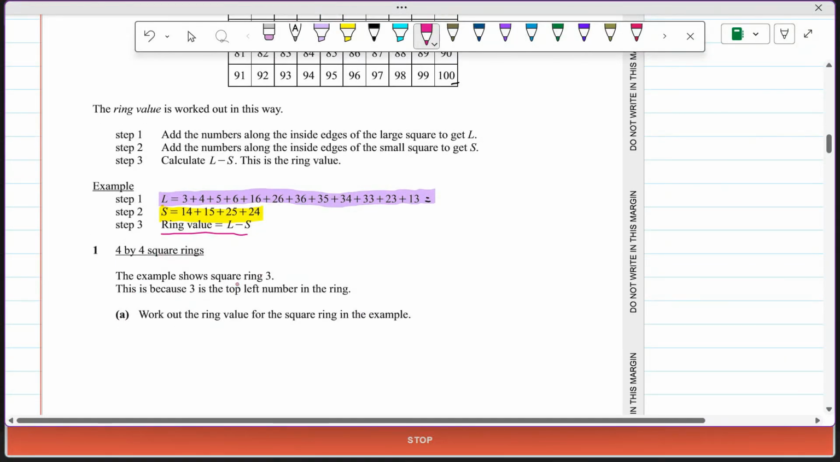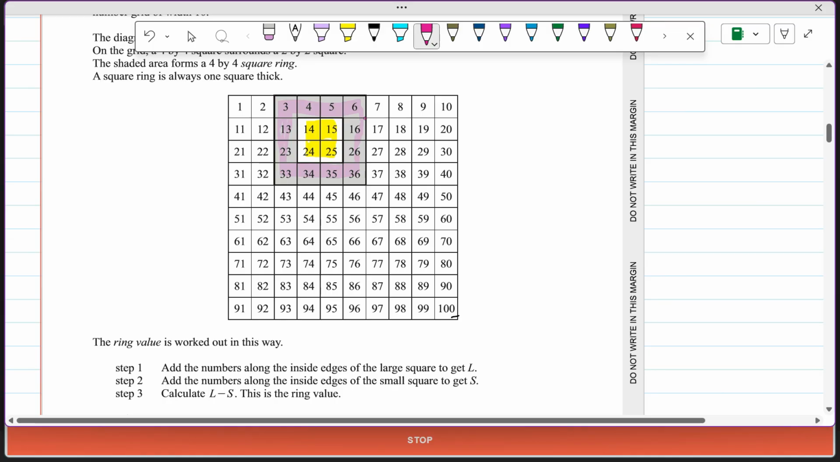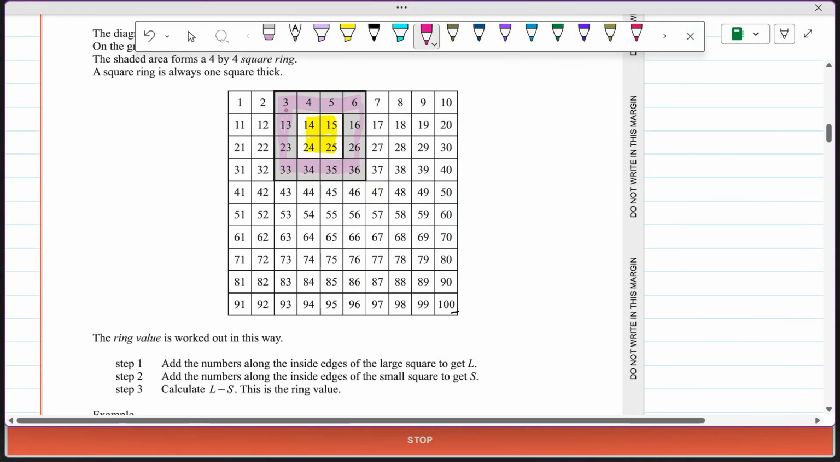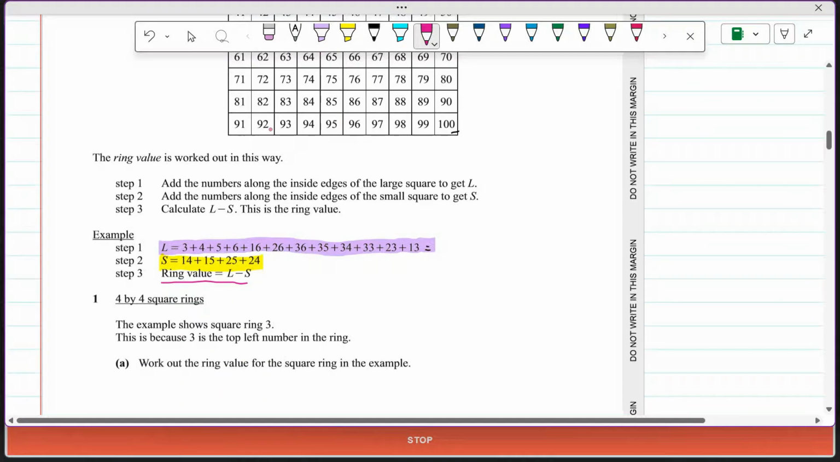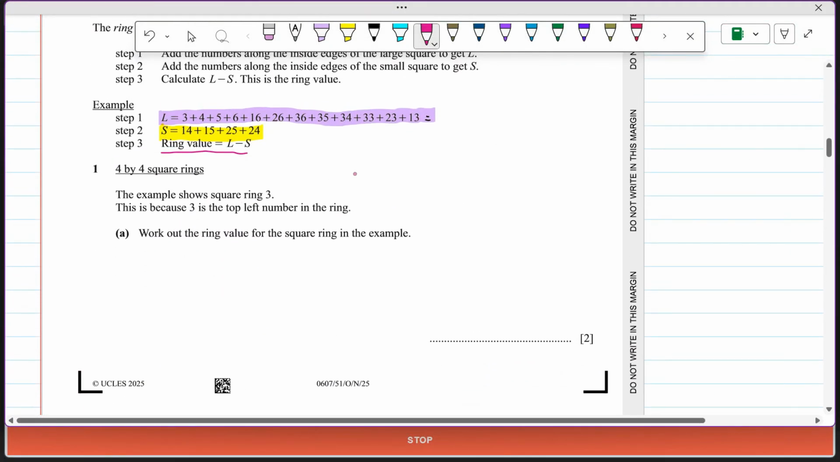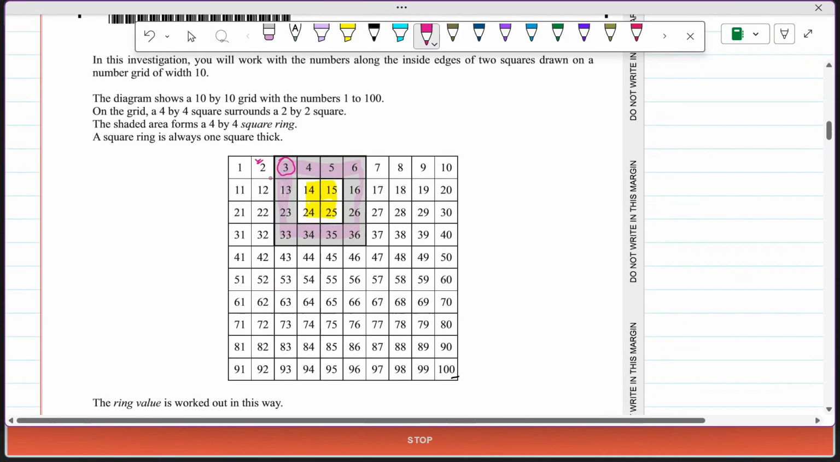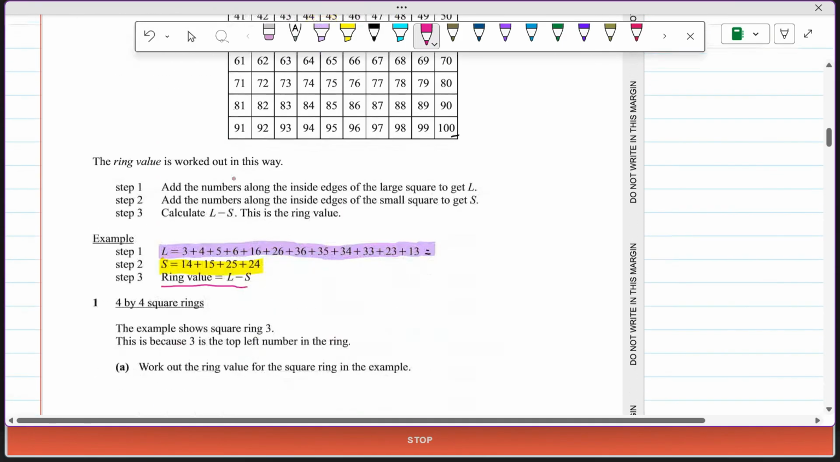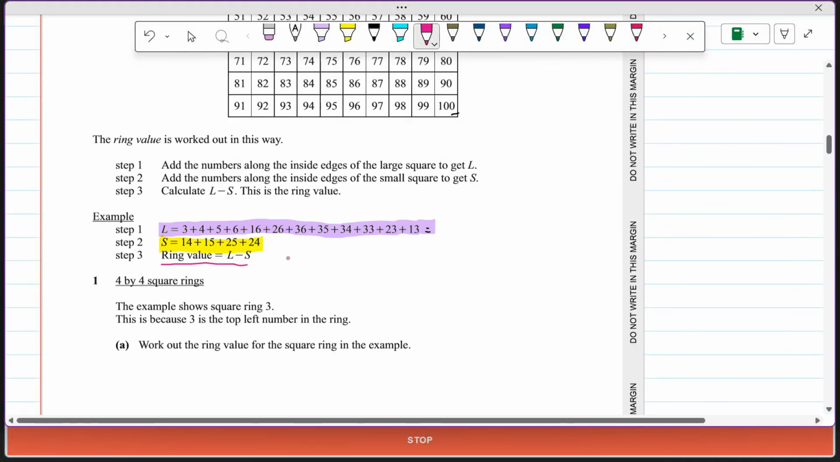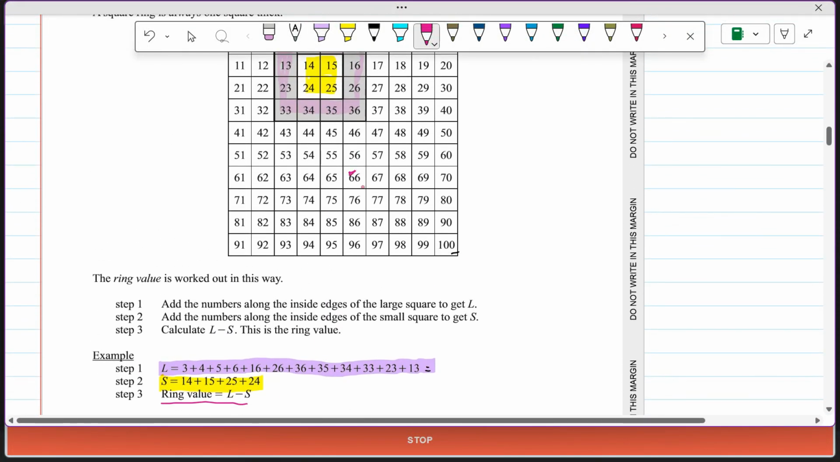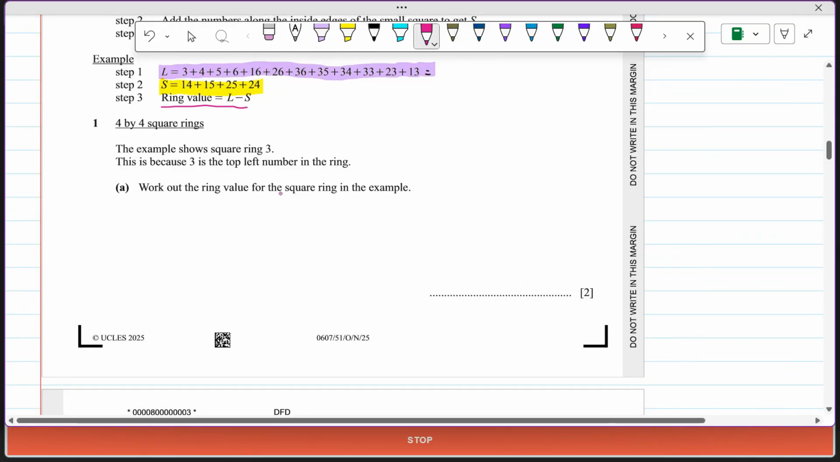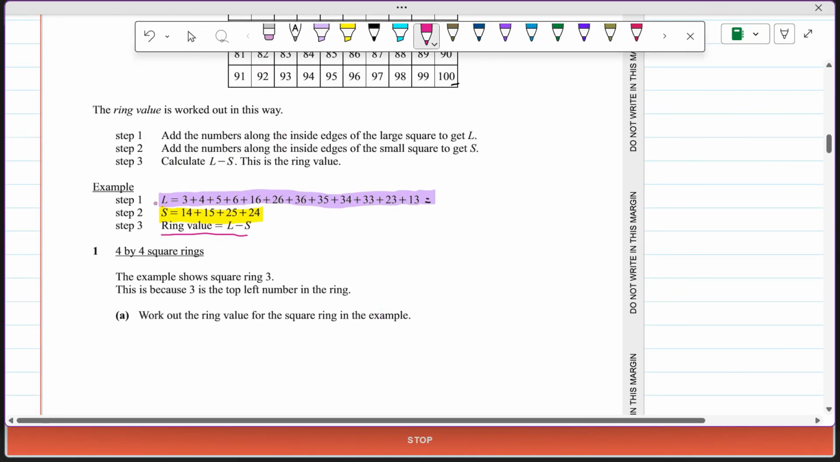This example shows the 4 by 4 square ring 3. This is because 3 is the top left number in the ring, on the top left corner of this shaded square. So square ring 2 will start from here, square ring 1 will start from here, and similarly square ring 66 will start from here. Work out the ring value for the square ring in the example.